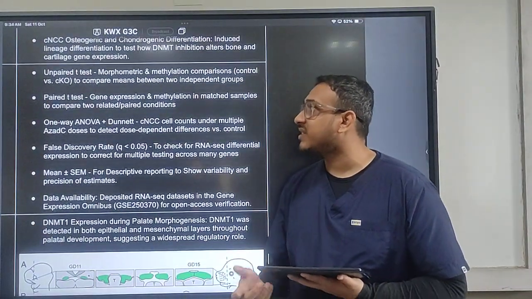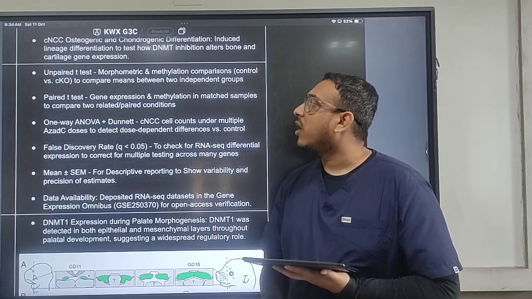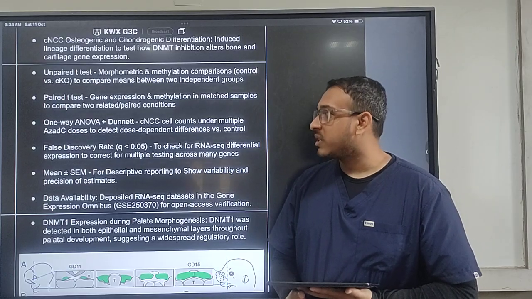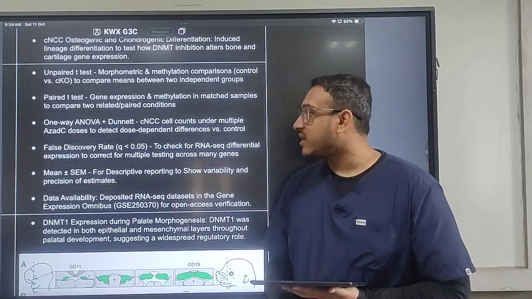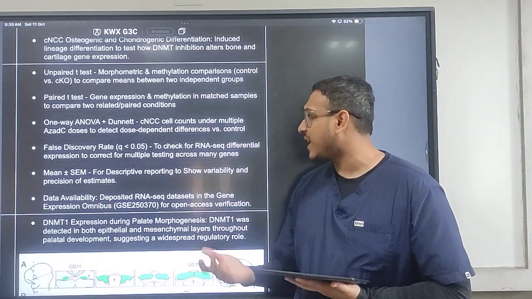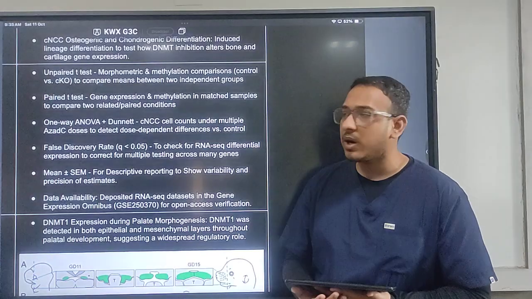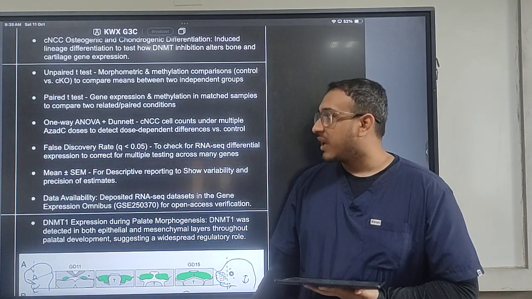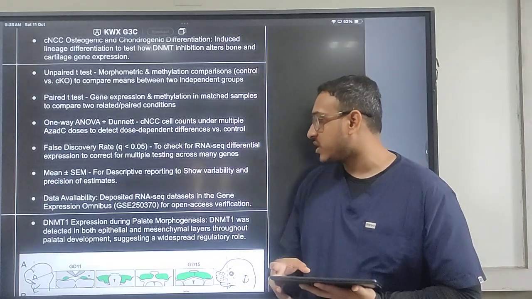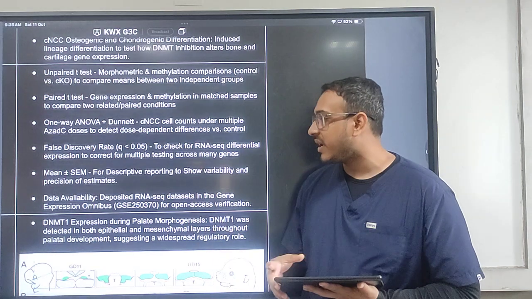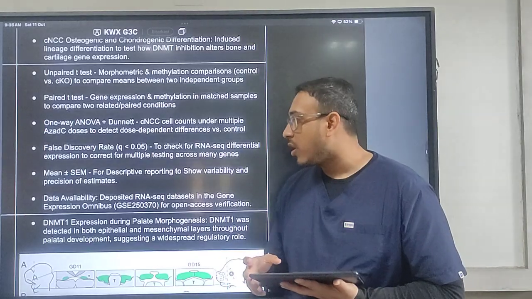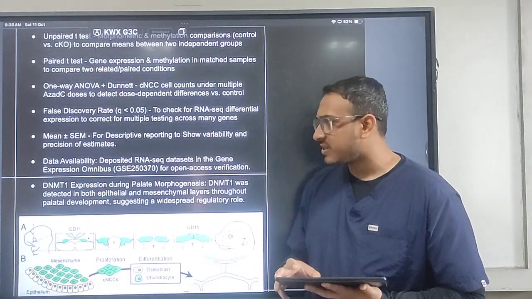For the statistical analysis they did here, unpaired t-test, paired t-test, one-way ANOVA plus Dunnett, and false discovery rate. They did this to check for RNA sequence differential expression, to correct for multiple testing across many genes. They did the mean plus SEM, and for data availability, it was mentioned they deposited RNA sequence data sets in the Gene Expression Omnibus for open access.